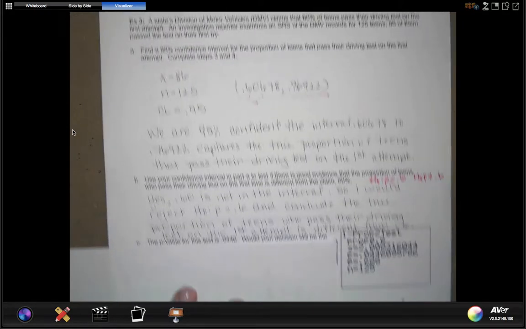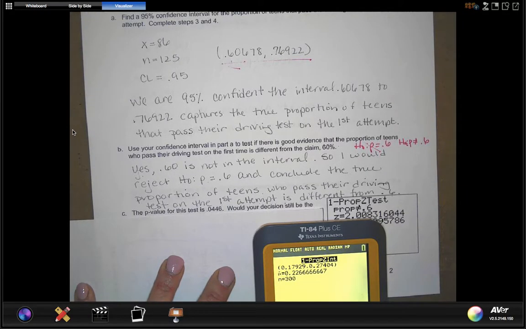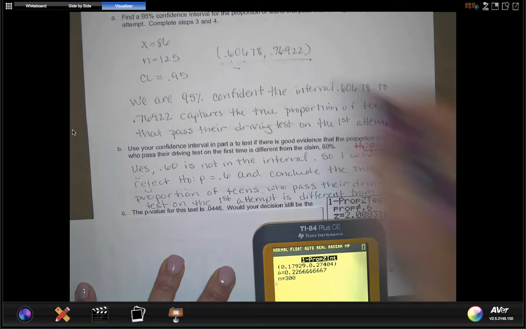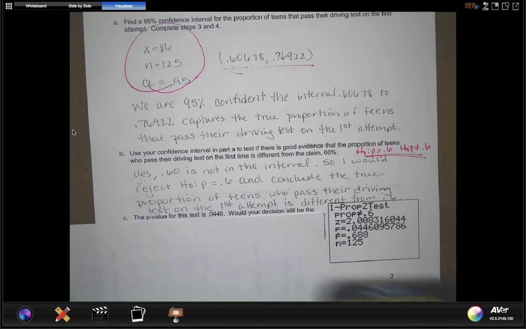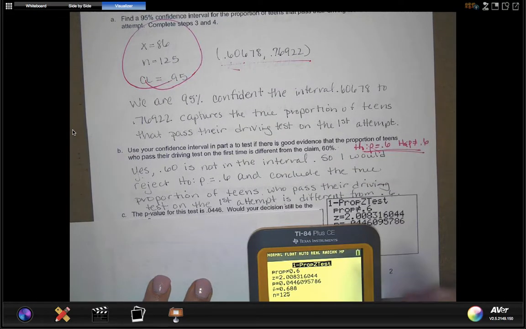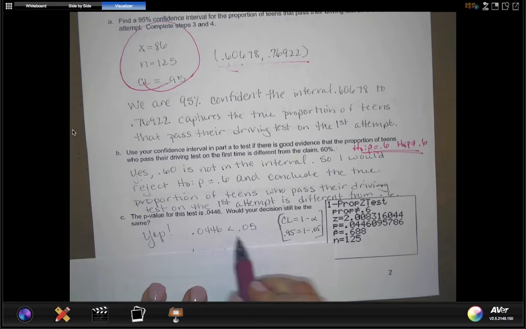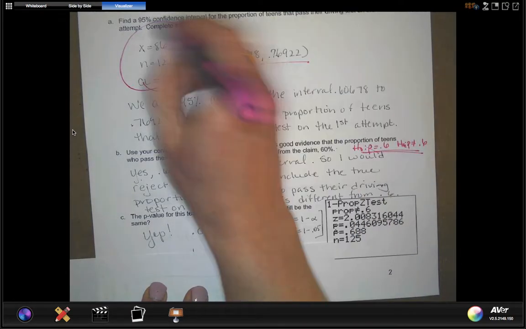So let's say I carried out the test instead. Instead of doing the interval, let's say I was carrying out this test using these numbers up here. So I'd have 0.6 here, 86, 125, not equal, calculate. Here you can see there's my test statistic and there's my p-value. So yep, this was a 95% confidence interval.